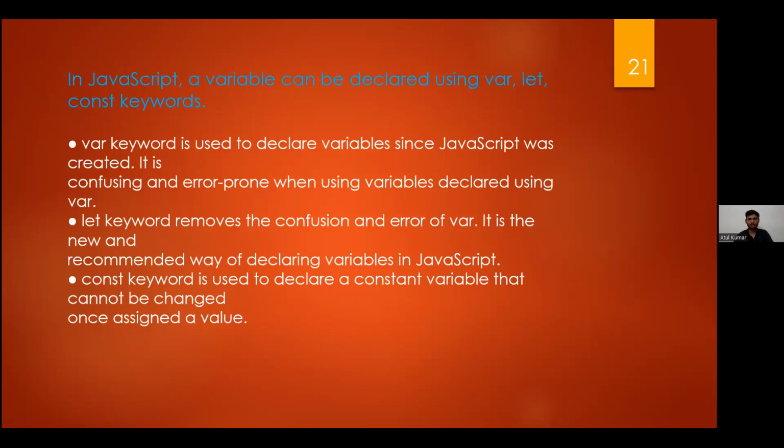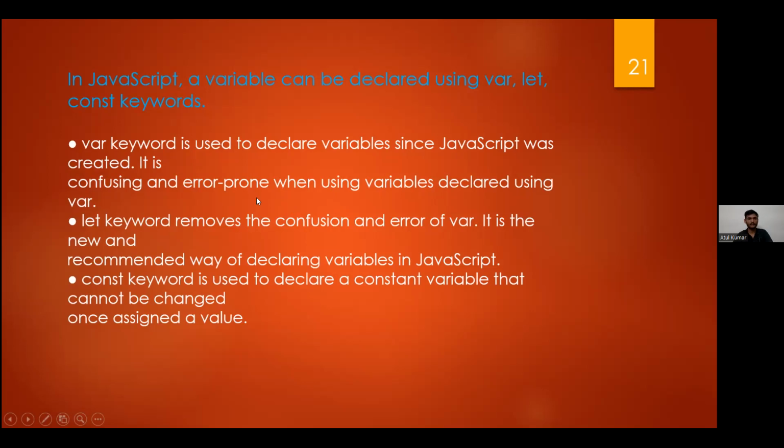In JavaScript, a variable can be declared using var, let, and const keywords, as I already mentioned. The var keyword has been used to declare variables since JavaScript was created. Variable declaration using var was confusing and error-prone.